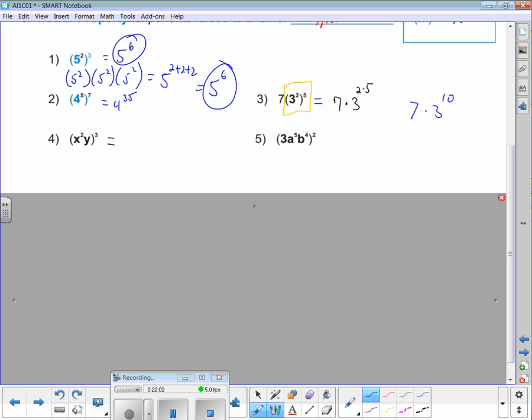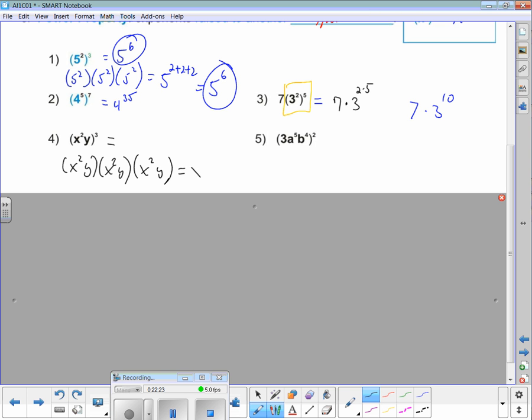Now, I want to write it out again longhand because it's going to make more sense to you. If I did it longhand, it would be x squared y times x squared y times x squared y. Do you concur? Isn't that x squared y times itself 3 times?